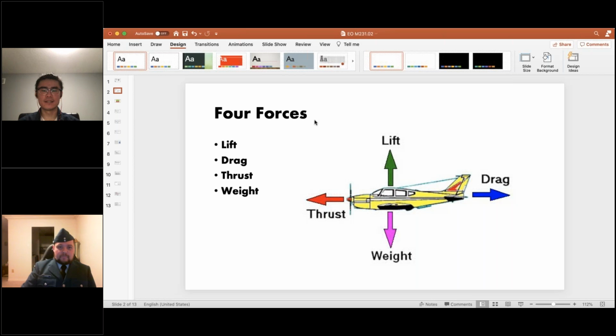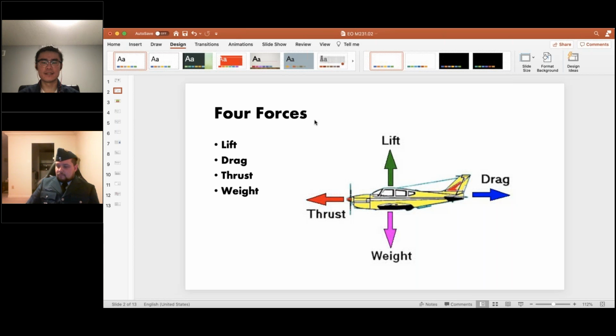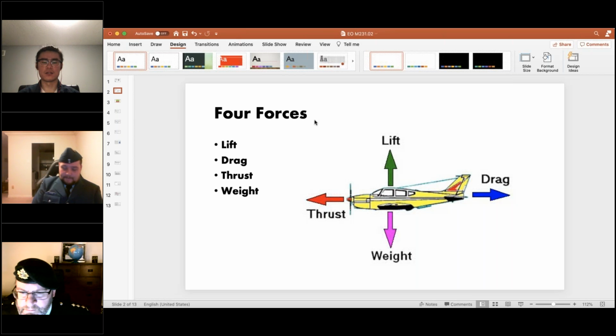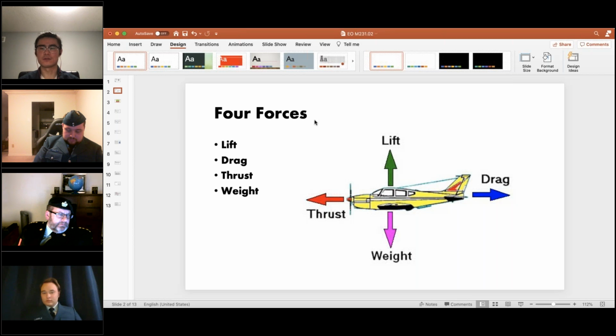And a way to do that is you can travel faster. That helps because more air molecules are going to travel. Slow network connection, I hope you can still hear me, because more air molecules will be able to travel over and under the wing to create more lift.